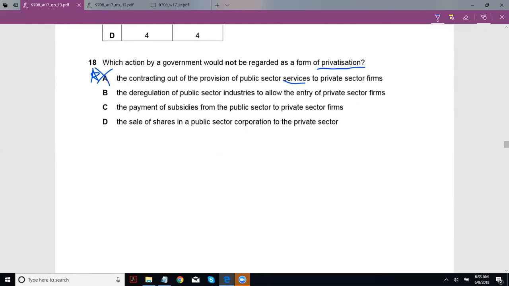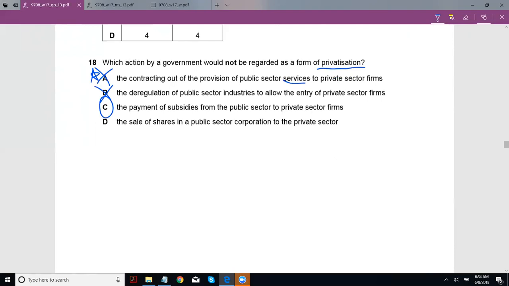D, the deregulation of public sector industries to allow the entry of private sector firms. Well, that is clearly textbook privatization. Public sector industries are now open, so private sector firms can enter those industries and gain market share there. So obviously, market share is being transferred from the public sector to the private sector, which is a form of privatization. The payment of subsidies from the public sector to private sector firms, and paying subsidies is not a form of privatization, that's for sure.